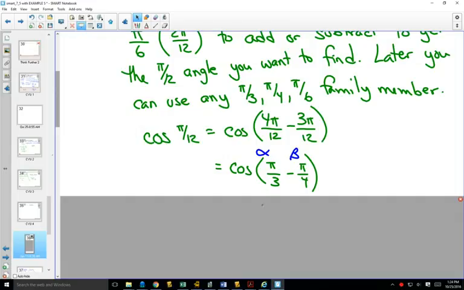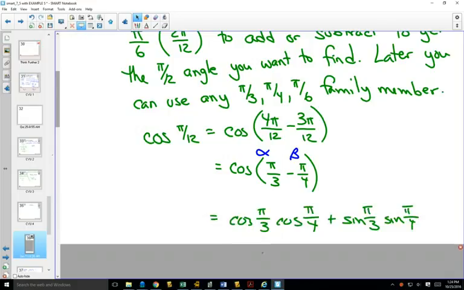So then you can take this. We have the left side of our formula here. We have cos alpha minus beta. We could write it as the right side, which is a lot bigger. But when we do that, now we know what alpha is, so we can put that angle in for alpha. And we know what beta is, we can put that angle in for beta.